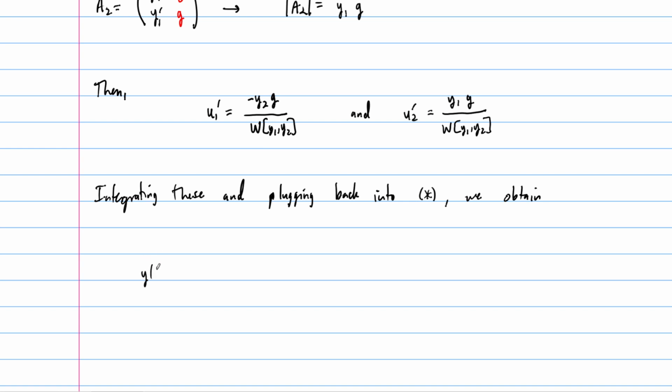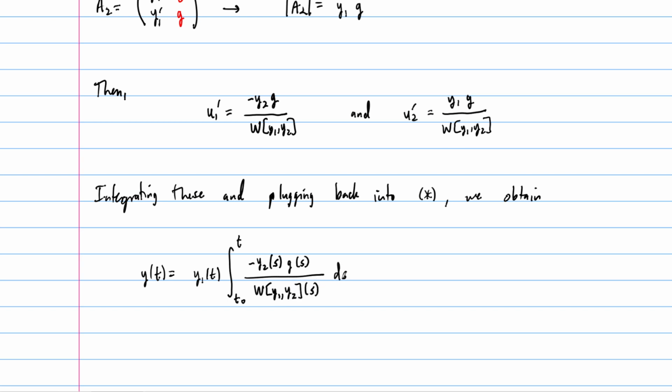So we'll get that our y of t is going to be y1 of t, I'll leave this on the outside, times u1. u1's a function, right? So u1 is going to be the integral, and I'm just going to put initial conditions here, t naught to t, of negative y2 of s, integration variable, times g of s over the Wronskian of y1 and y2 as a function of s ds.